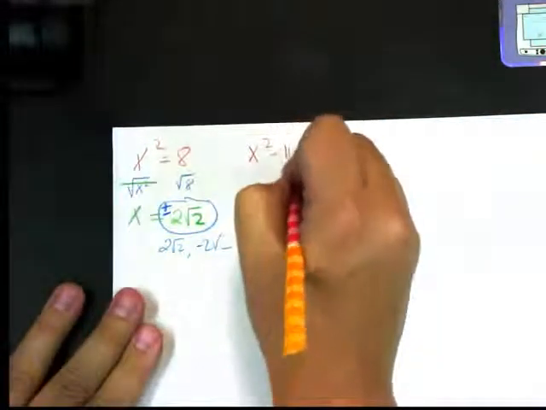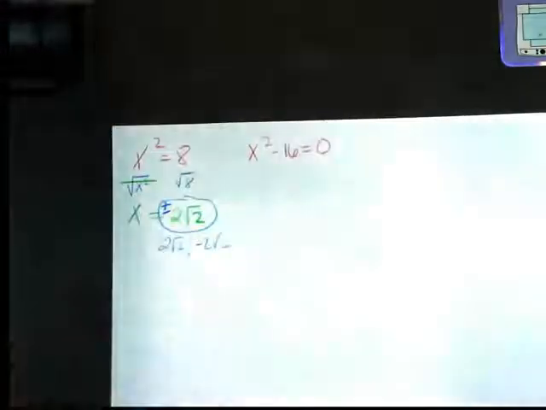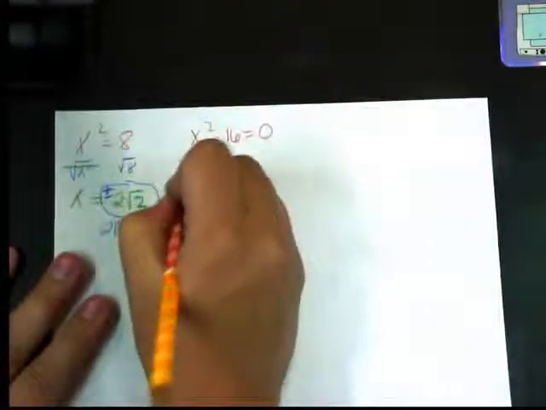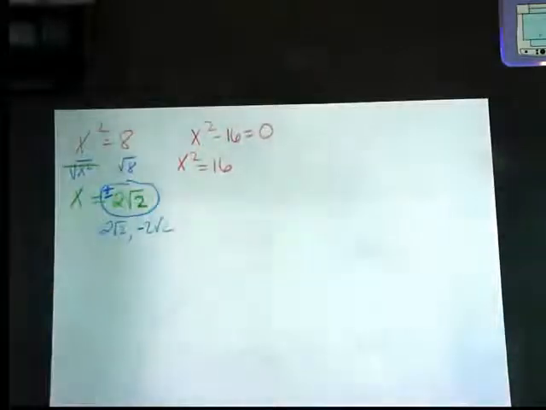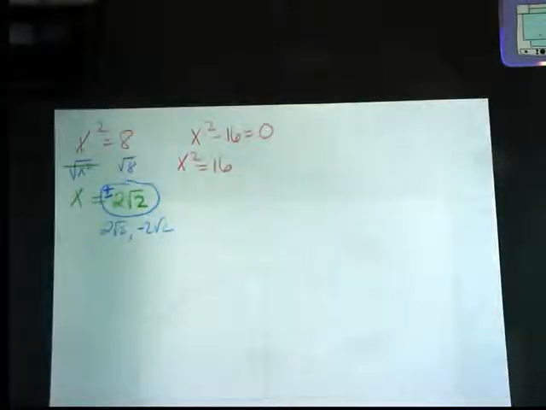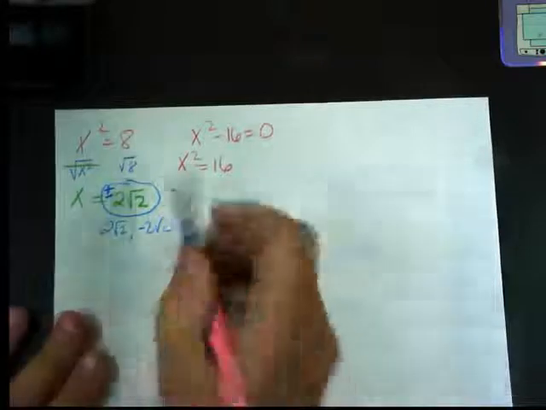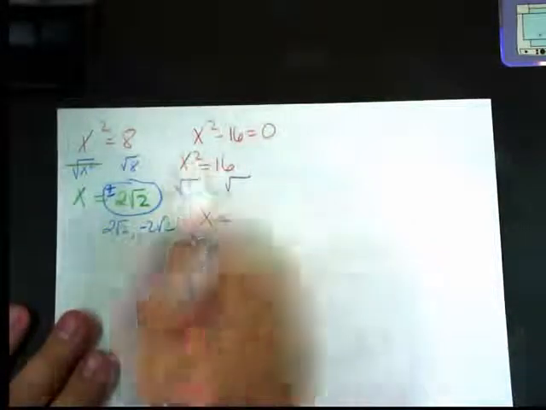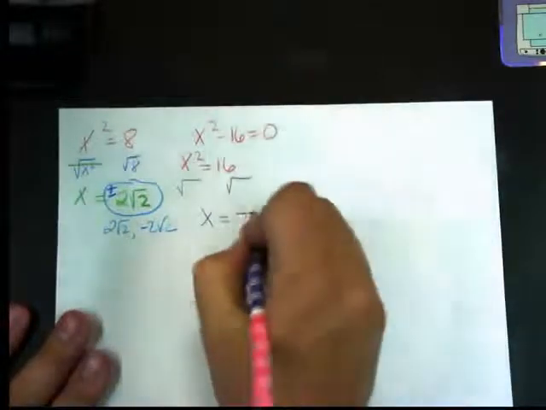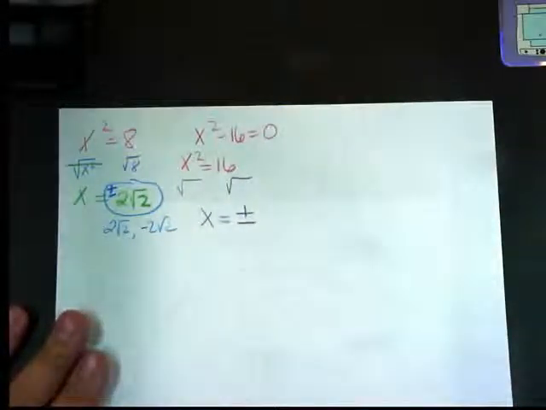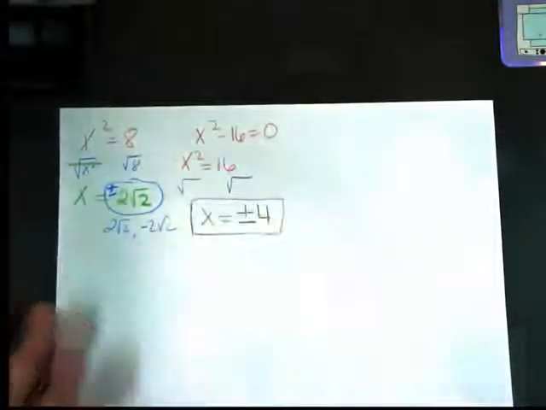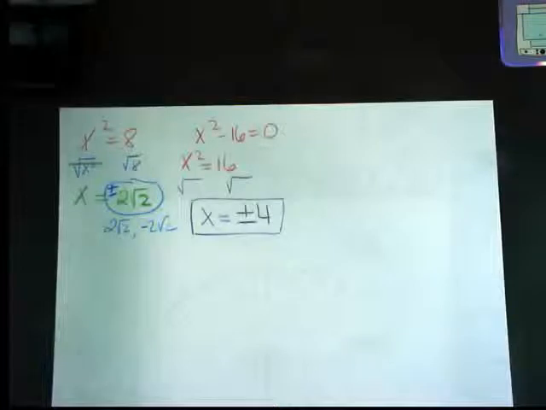Okay, let's look at x squared minus 16 is 0. In order to get the square alone, I have to add the 16 to the other side. So there's my x squared is 16. And now I square root both sides. When I square root both sides, the square part is going to go away. I get two answers, plus minus. And we should know the square root of 16 is 4. So x equals plus and minus 4.